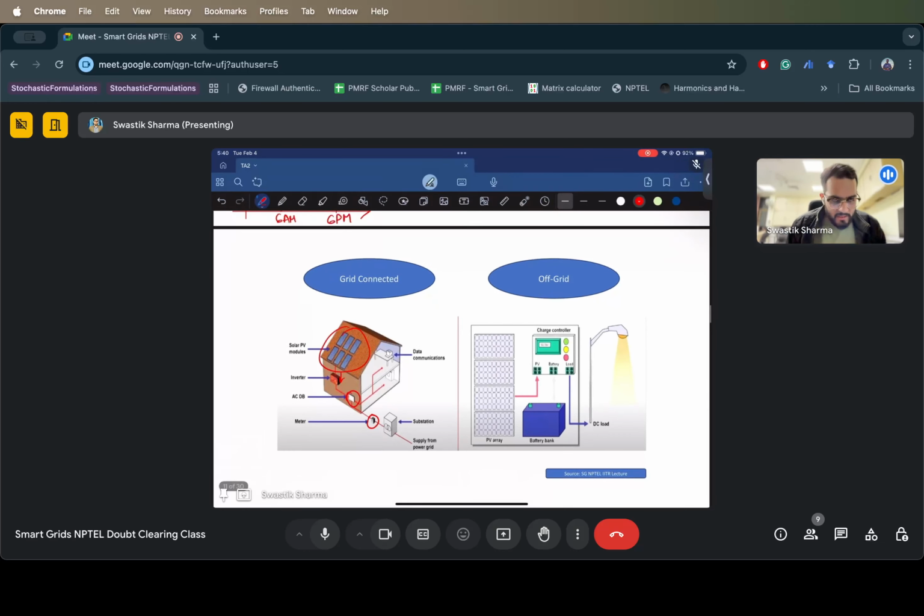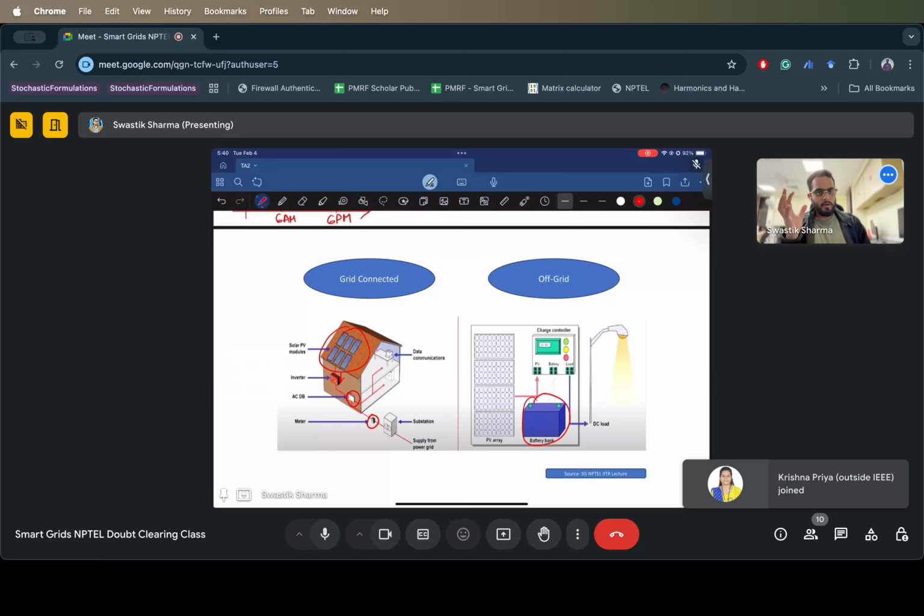So in off-grid, how does off-grid function? You have your PV array and you use a battery bank. When I say off-grid, it's not being connected to the grid at all. So whatever energy it can store in this storage battery bank can be used to power a DC load such as a light, right? An LED light. A charge controller's usage is to prevent the battery from overcharging.